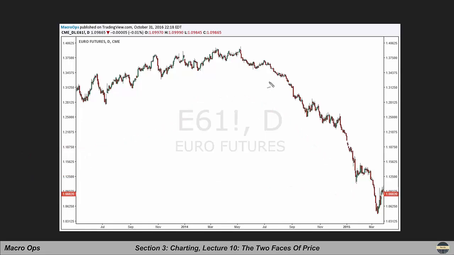And we can see it's very clear. It's continuing to make lower lows and then lower intermediate highs and lower lows. So this is a market that's not in equilibrium. It's repricing. It's changing to a new equilibrium point with a consistent directional bias.